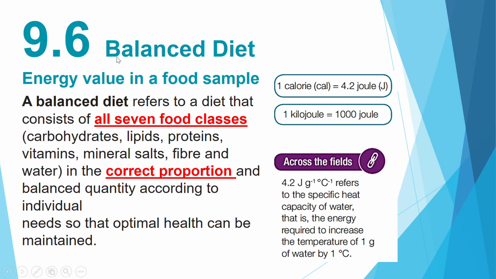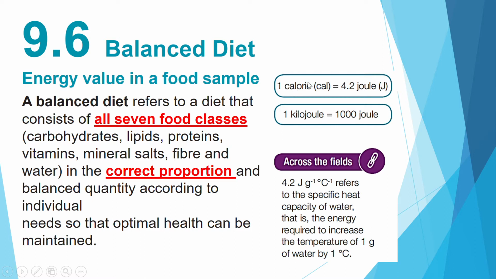Right, 9.6 is on balanced diet. So we are going to look at the energy value in the food sample. What is a balanced diet? I'm sure you have learned about this. It refers to a diet that consists of all the 7 food classes with the correct proportion, balanced quantity according to the individual needs so that optimal health can be maintained.